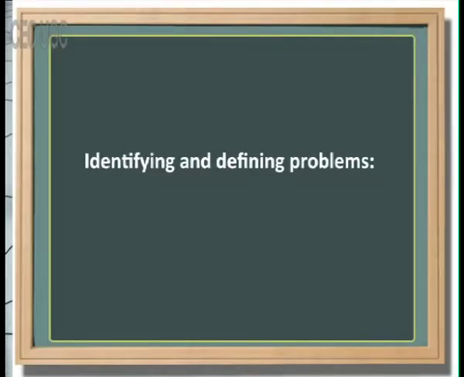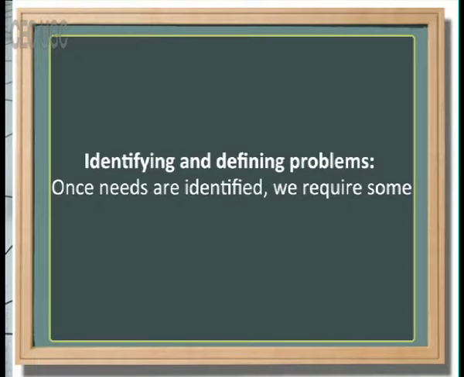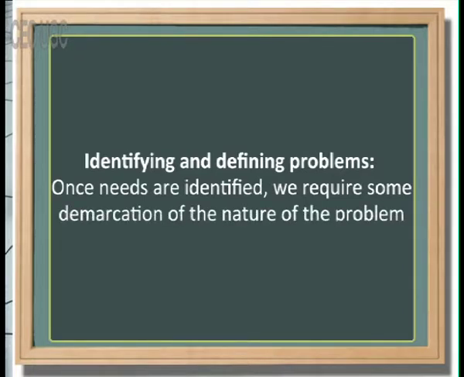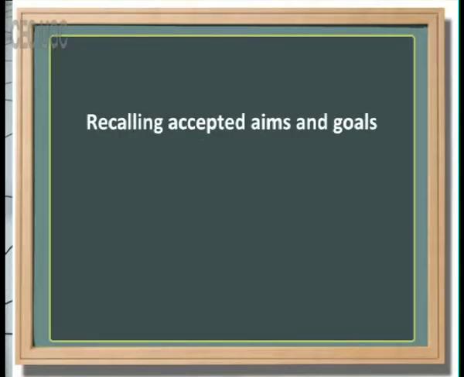Third, identifying and defining problems. Once needs are identified, we require some demarcation of the nature of the problem. Not all needs are identified at the onset of the planning process. Many emerge as the stages are activated. Then, recalling accepted aims and goals.